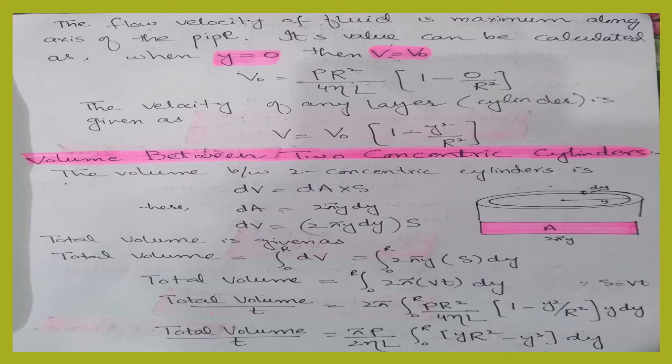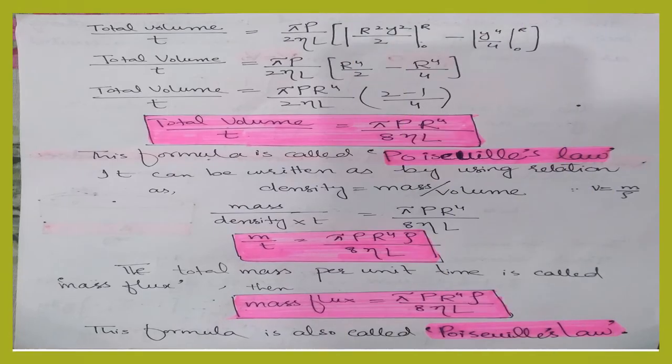Taking t from the right hand side to the left hand side, total volume over t is equal to pi p over 2 eta L, cancelling 2 with 4. That gives pi p over 2 eta L into integral 0 to r of y r square, multiplying y inside the bracket and rearranging, that becomes y r square minus y cube into dy. Total volume over t is equal to pi p over 2 eta L into r square y square over 2 minus y power 4 over 4, with the limit from 0 to r.